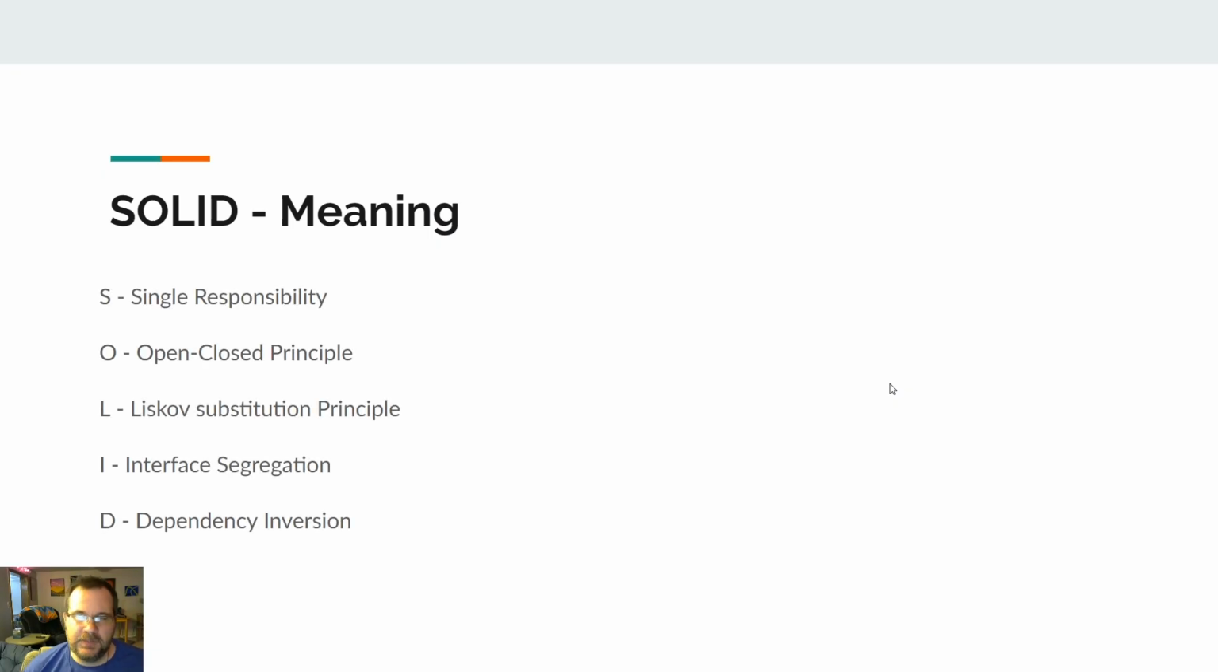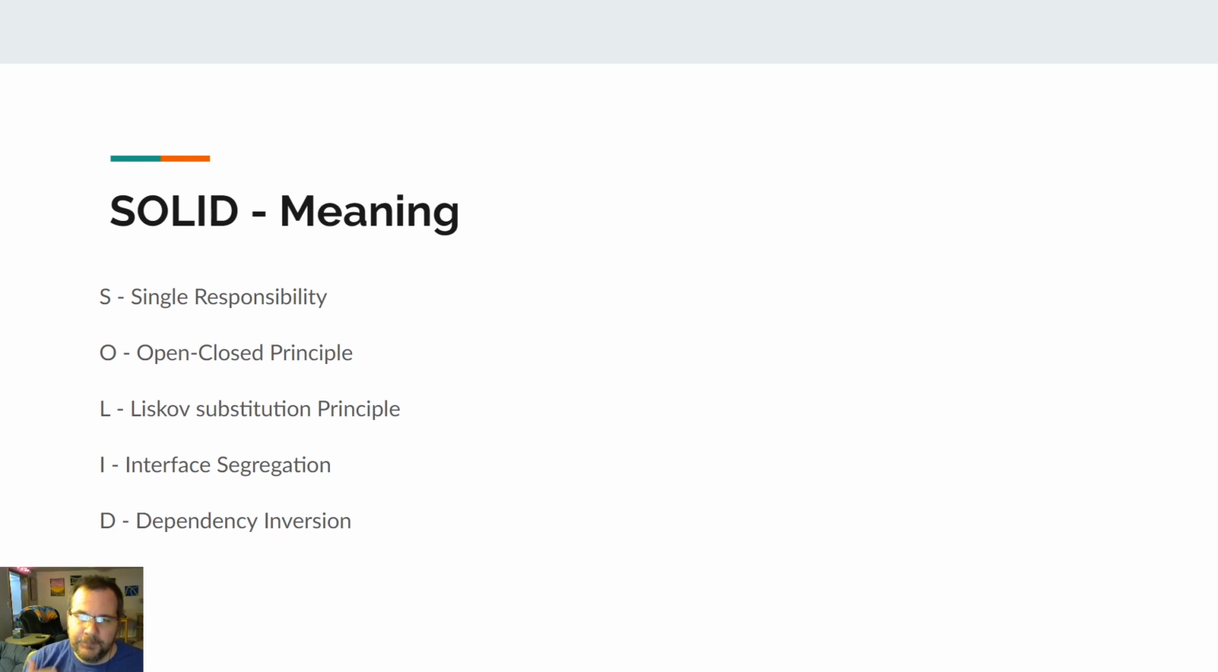So SOLID is an acronym that stands for single responsibility, the open-closed principle, the Liskov substitution principle, which I think is the weirdest one, interface segregation, and dependency inversion. So let's talk about what each of these things means.